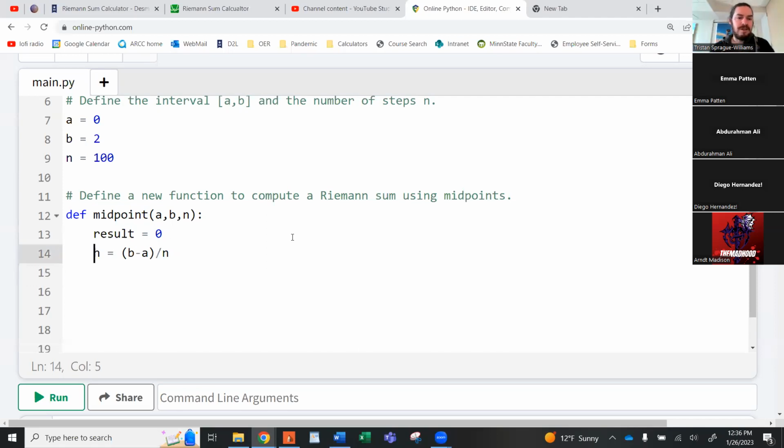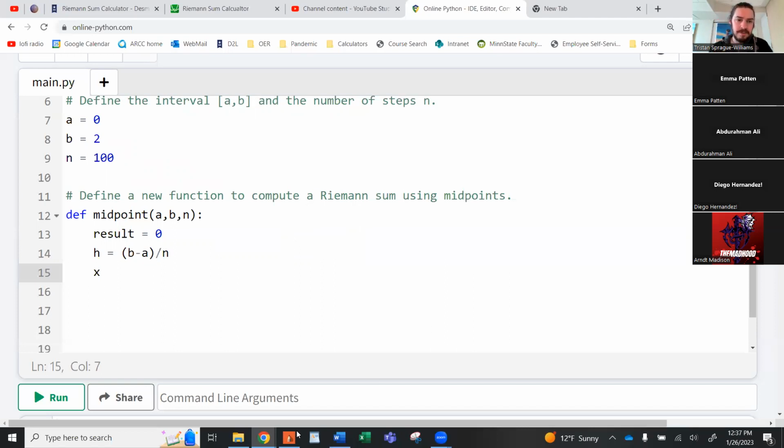Okay, so right, so there's calculating the width. What do we do next? We want to calculate the x values. So the xi star is basically what we're going to be doing here. We're going to do this in a slightly different way as well. It's not going to be a function like we did in Desmos. We're just going to simplify it a little bit and calculate the first sample point.